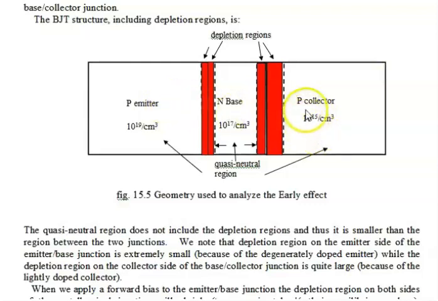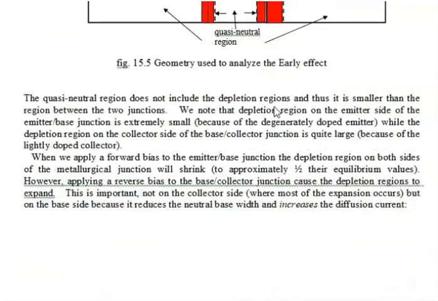The reason that the collector is lightly doped is because we want the bulk of the depletion region at the base collector junction to fall on the collector side. We'd like as least amount of depletion region falling on the base side as possible. So we have 2 orders of magnitude in doping differential between base and collector, so that almost all of the depletion region, which is in red here, will fall on the collector side. And let's see why that is the case.